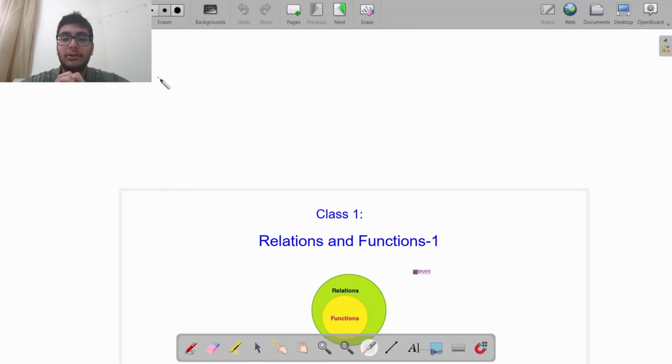And let us start off first of all with the first chapter itself, Relations and Functions, Part 1. And today, we'll be focusing much on the basics of mathematics and build on those concepts so that we can ease our learning and better understand other complicated concepts in the future. So let us start.